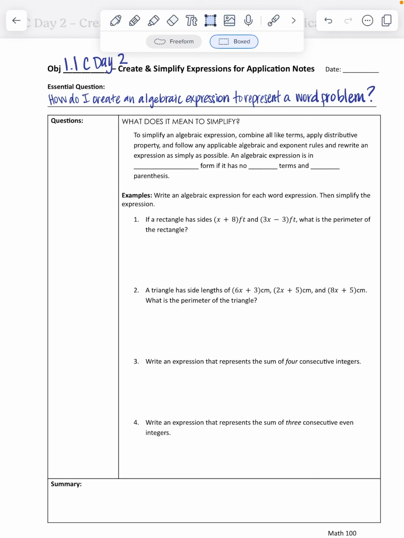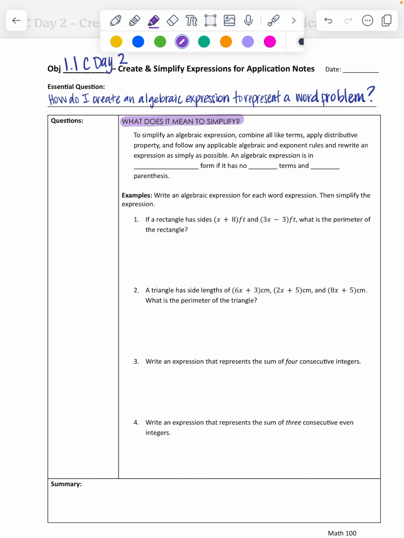Okay, today we're going to be creating and simplifying expressions to represent word problems. So first let's talk about what it means to simplify. To simplify an algebraic expression, combine all like terms, apply the distributive property, and follow any applicable algebraic and exponent rules, and rewrite an expression as simply as possible.